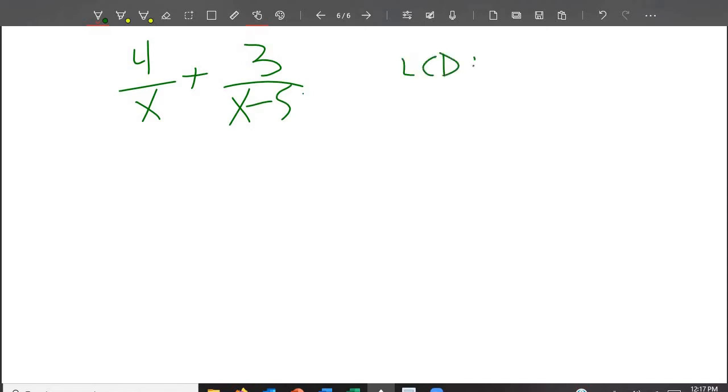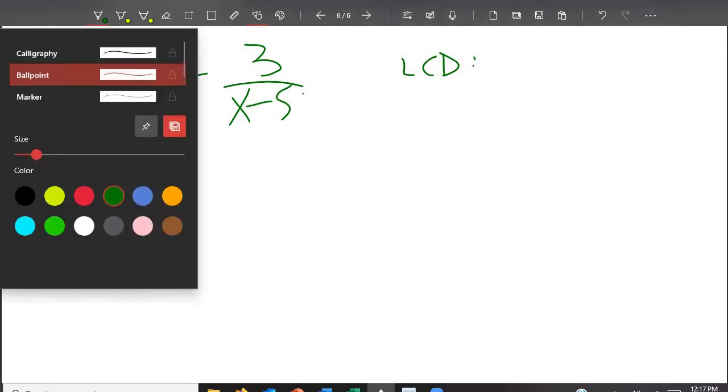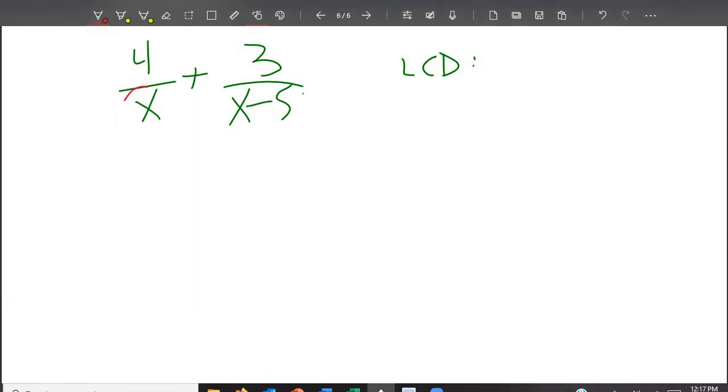Let's do one like this. This is a monomial and a binomial. Alright. We have to include the first, whatever's here has to go here.